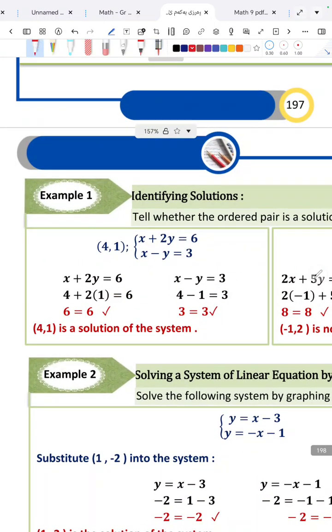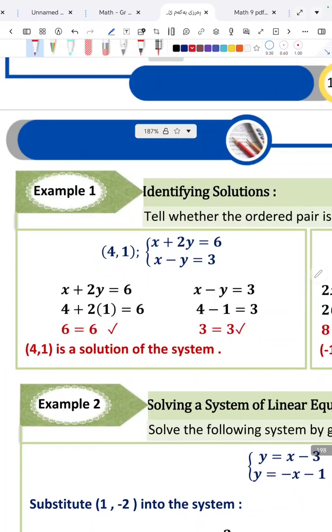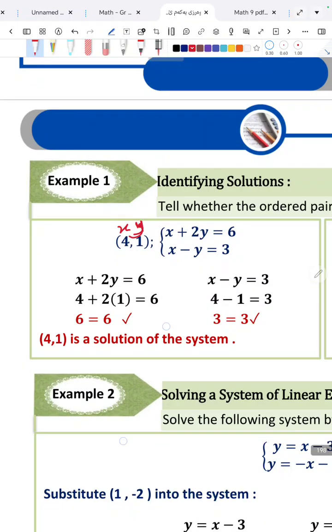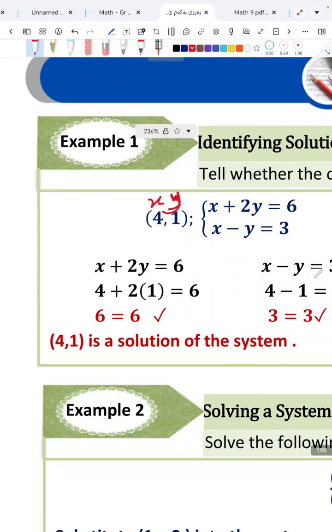So instead of x, I'm going to write 4. Instead of y, I'm going to write 1. Let's see if it's correct for the first equation or no. We have x plus 2y equals 6. Instead of x, I'm going to write 4. Instead of y, I'm going to write 1.